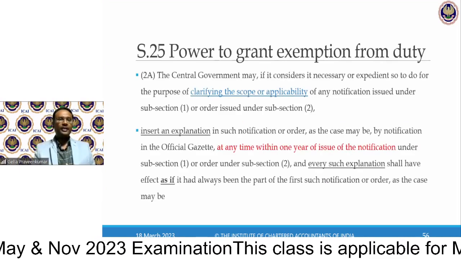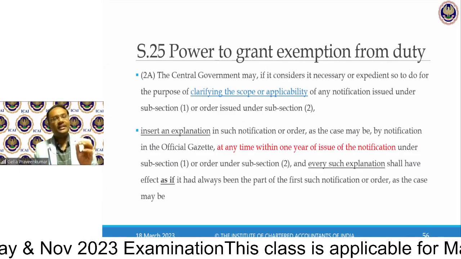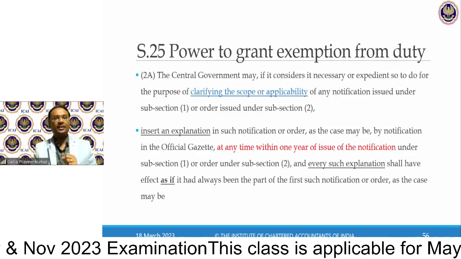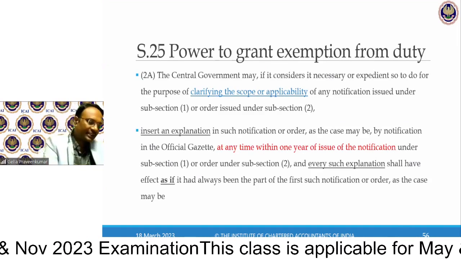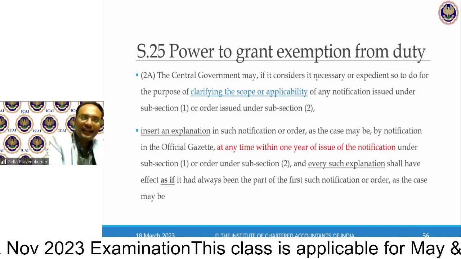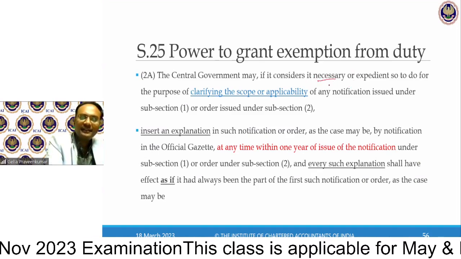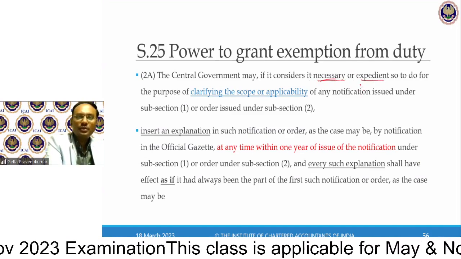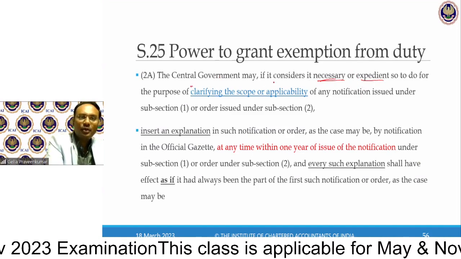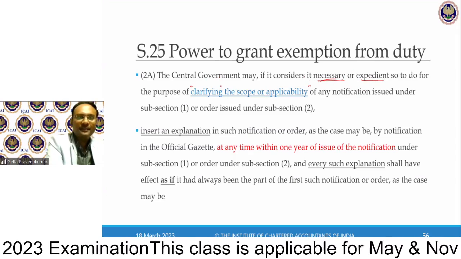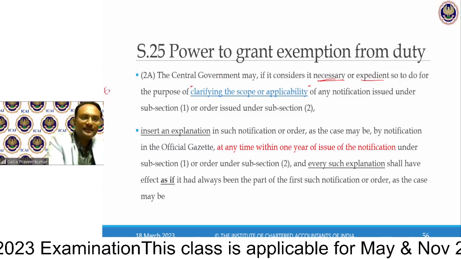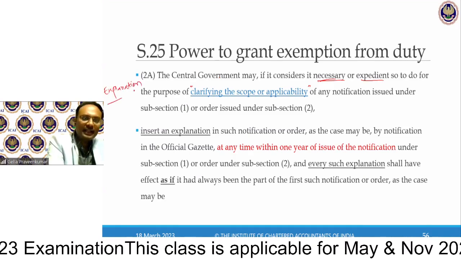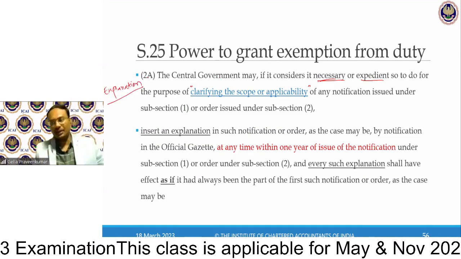Next, 2A. Now, this is one of the finest provisions which will help even in GST also. Section 2A says that where the government feels it is necessary, it is urgent, so to do, to clarify the scope of applicability. That means an explanation. I'll give an example to understand this provision.